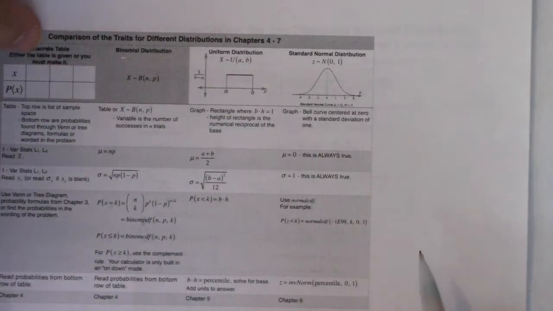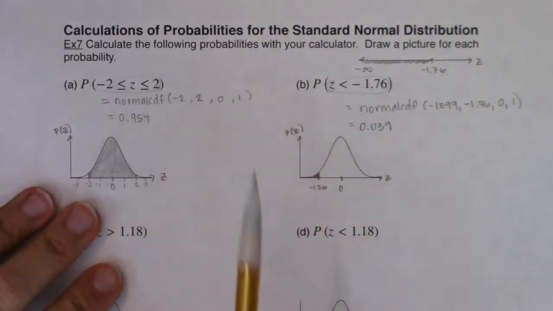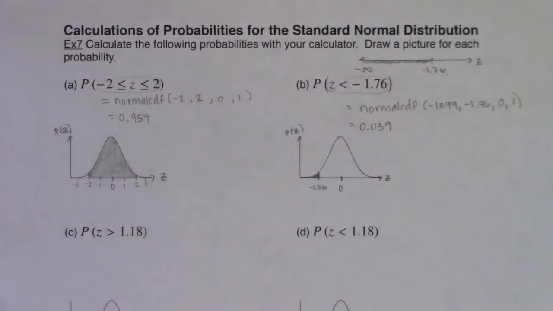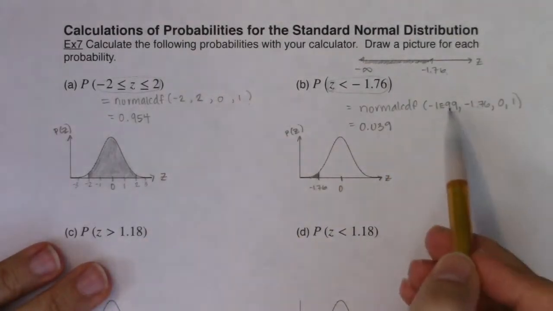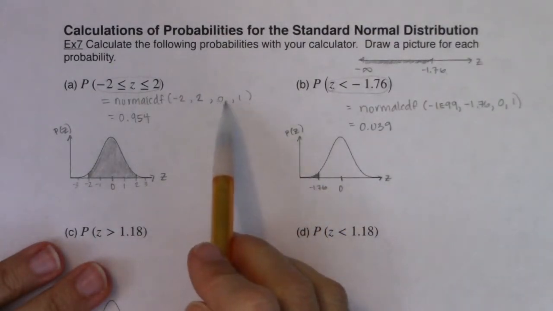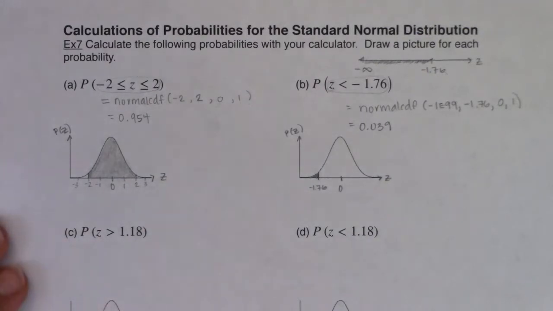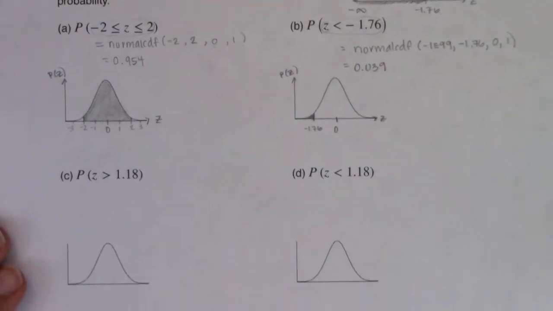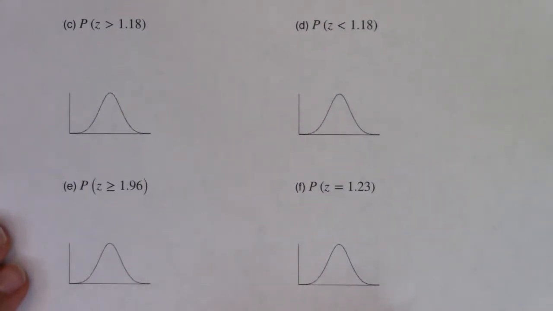On part A, when we did it, we didn't have any infinities in it, right? We just went negative 2 to 2. So it should always be low, high, mean, standard deviation for normal CDF. But these first two numbers will change depending on your question. If you're on the standard normal, these last two will always be 0, 1. All right, so let's move along from here. Let me scooch this up so we can get part C and D in the picture here.